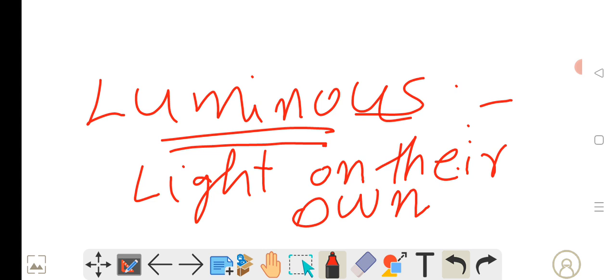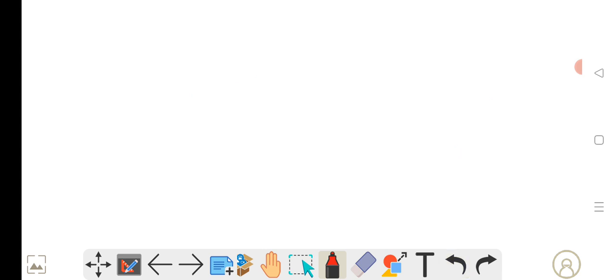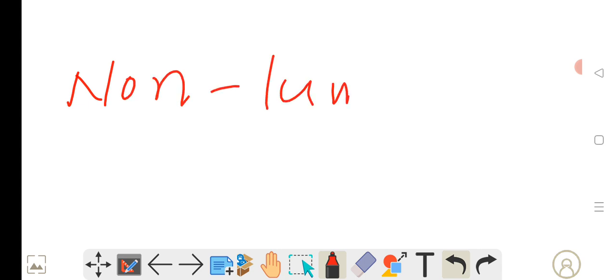Non-luminous objects means the objects which do not produce light on their own. They don't have their own light. They are the moon, planets, and all the other things: human beings, tables, chairs, metals, all those things do not have light on their own.